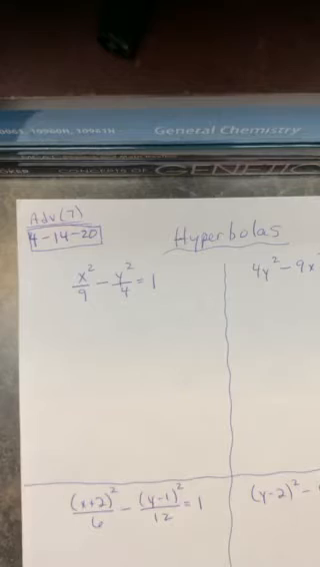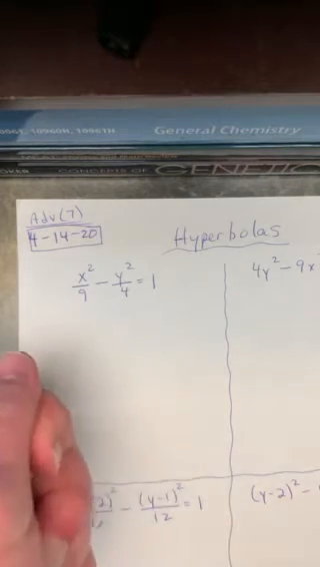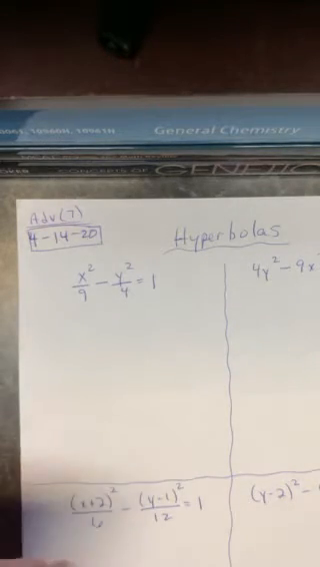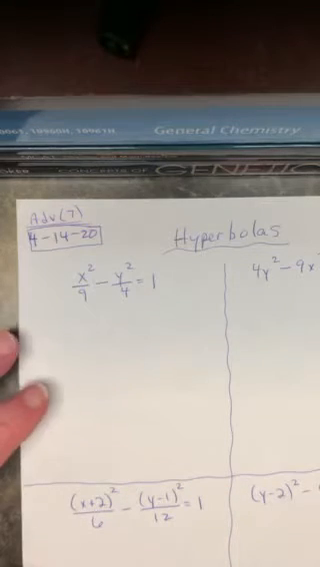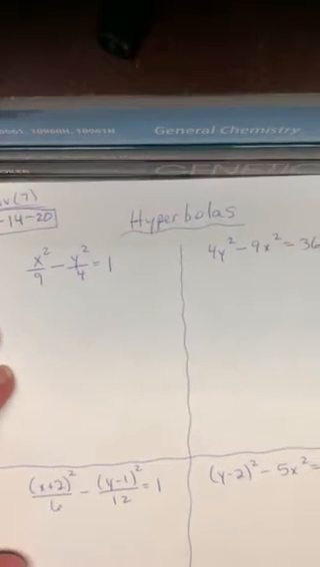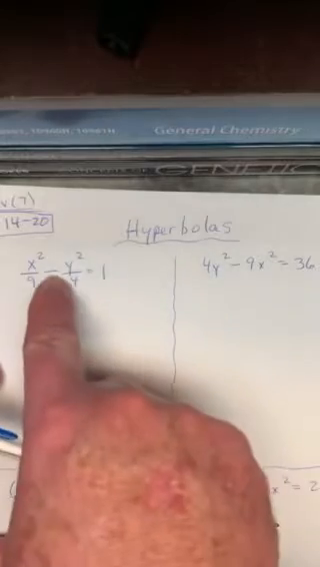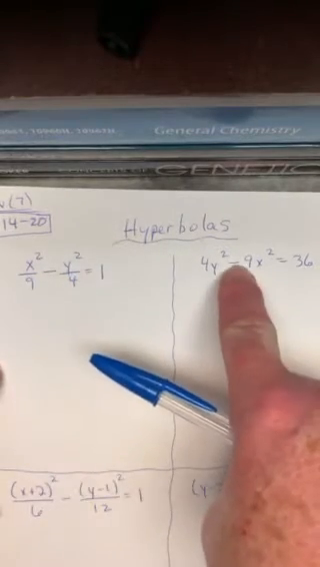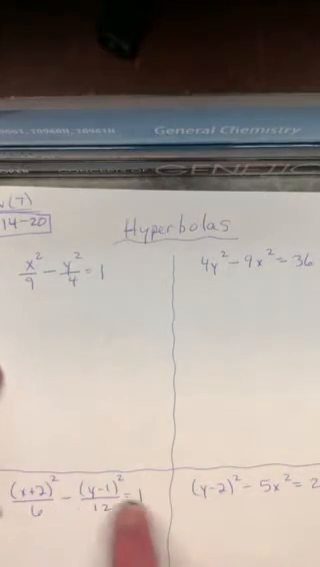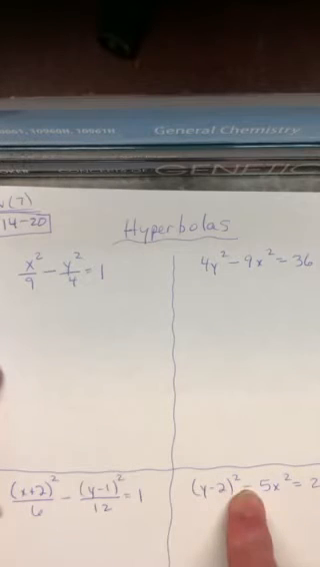You'll see what a hyperbola looks like when I'm done graphing the first problem. But first, you got to be able to recognize, ooh, that's a hyperbola I'm about to graph. And there's one obvious thing that stands out. If you look at all 4 of these problems, minus in the middle, minus in the middle, minus in the middle, minus in the middle.